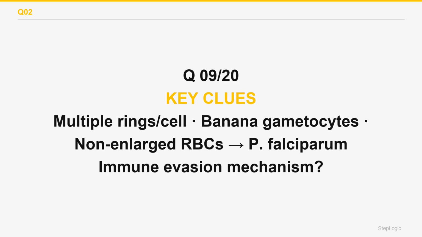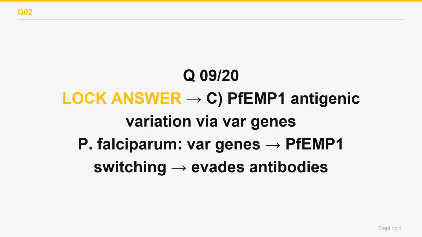Critically, P. falciparum has a large repertoire of var genes encoding different versions of PfEMP1. It switches expression between variants, antigenic variation, so that by the time the host mounts an antibody response against one variant, the parasite has switched to a new antigen.